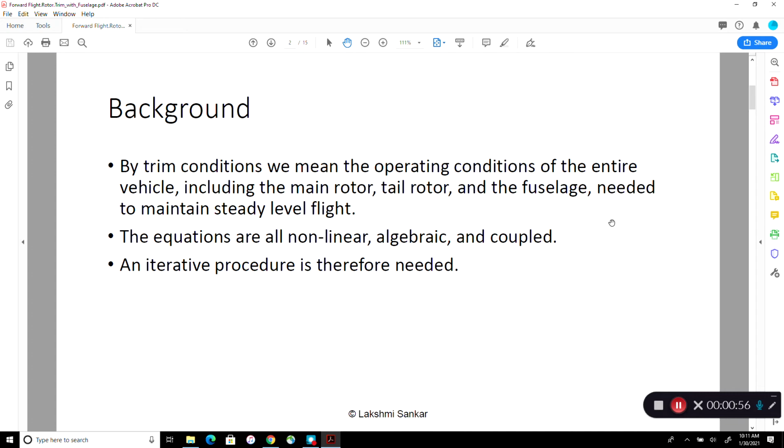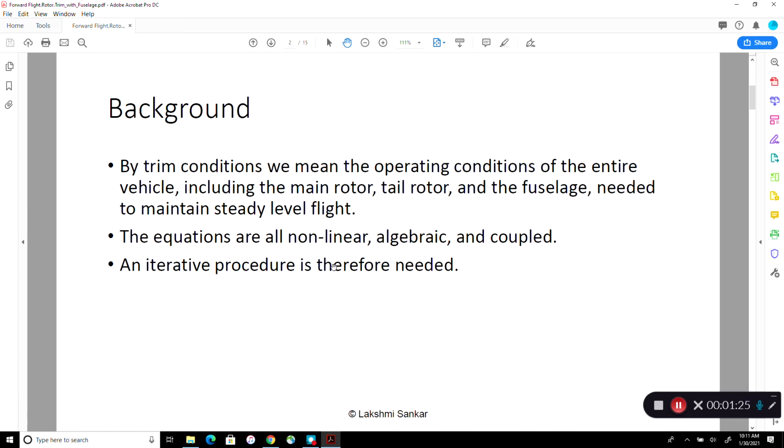So by trim, we mean that we are going to look at the operating conditions of the entire vehicle now. So you're not only including the main rotor, but also we are looking at the tail rotor. And of course, we are including the fuselage. By fuselage, we mean the empennage, and also the landing gear. And of course, the hub that connects the rotor to the fuselage. So all of these things are there.